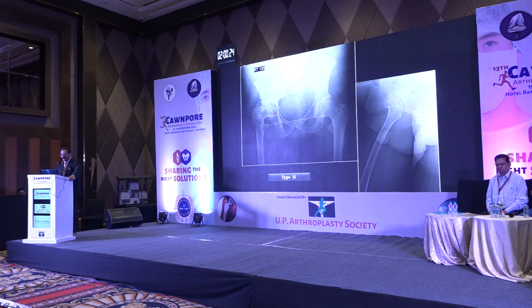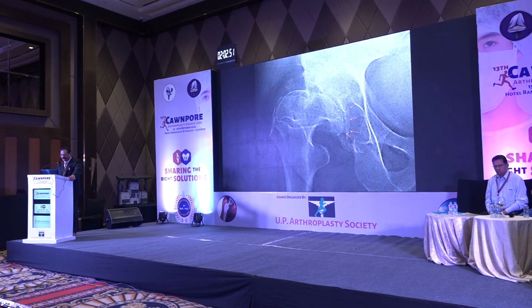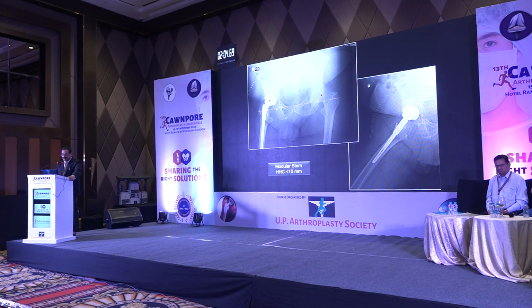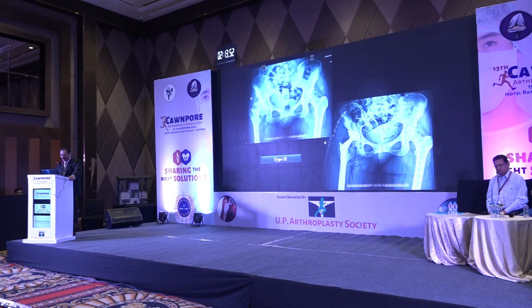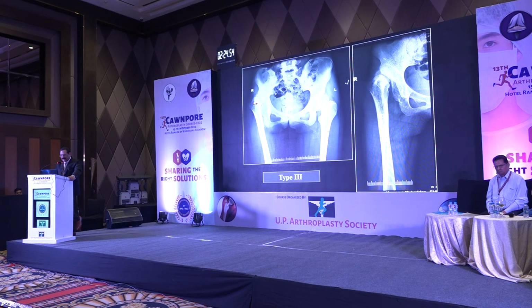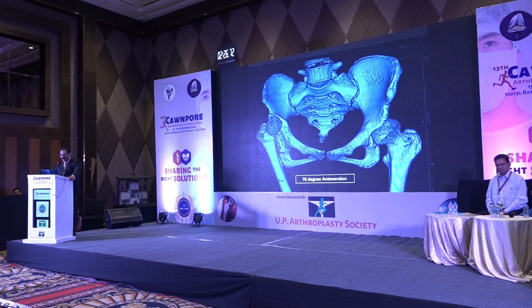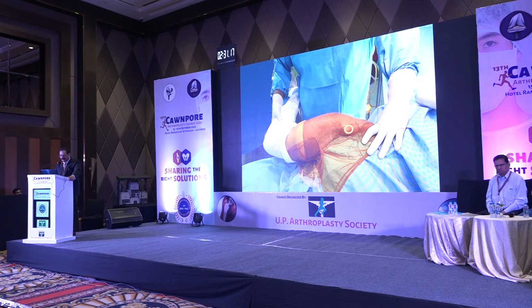Now another patient, again dysplastic hip with curtain osteophyte, in which we have put slightly higher hip center but within 15 millimeter of the opposite side. And another patient here again, in which slightly higher hip center has been put, but the cup is medialized. It should not be lateralized at all. Few more examples of dysplastic hips. Another dysplastic hip, type 3, marked anteversion. It was 70-degree anteversion. The head was lying in this area.